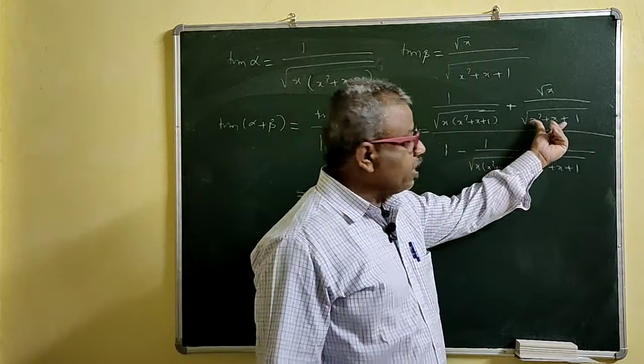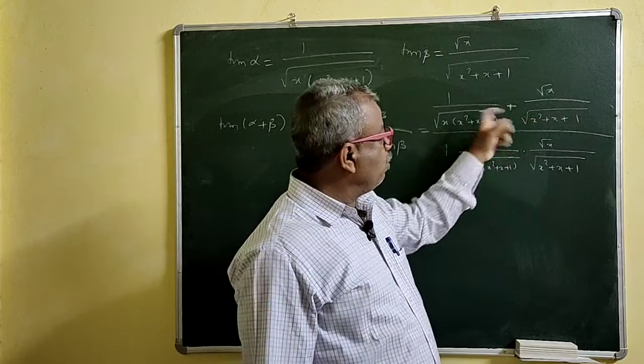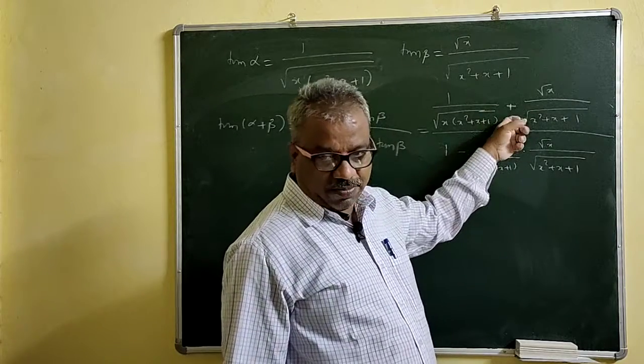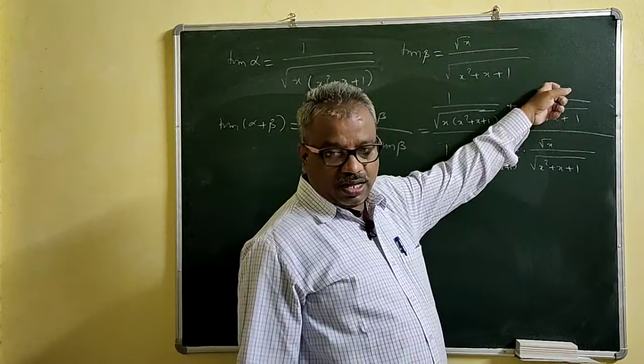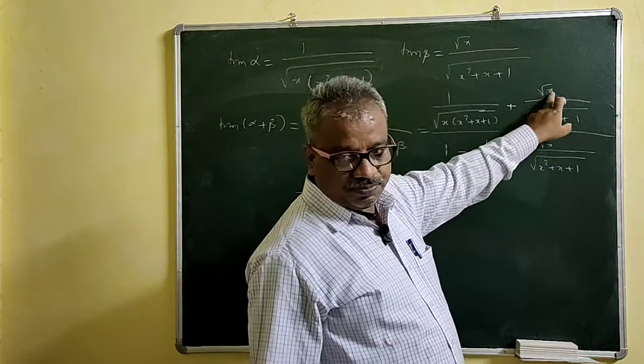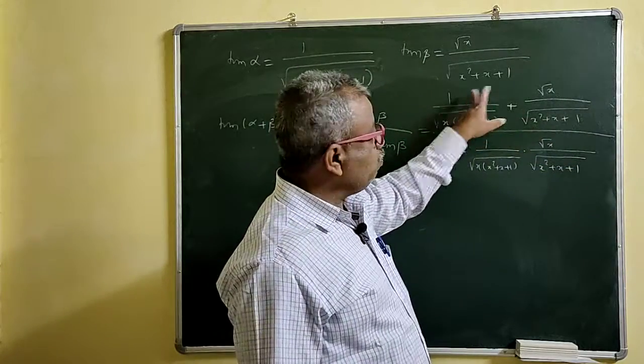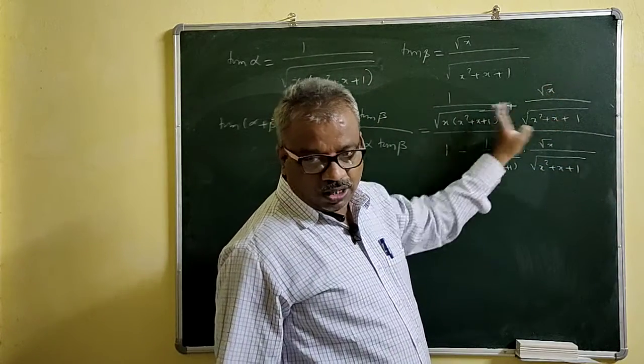Now here see, root of x square plus x plus 1 is there. Root x is not there. So what will we do? We have to make both the numerators the same. We will multiply and divide by root x upon root x. So now this will be x. Right? So we will do the addition. So this is 1 plus x upon this.